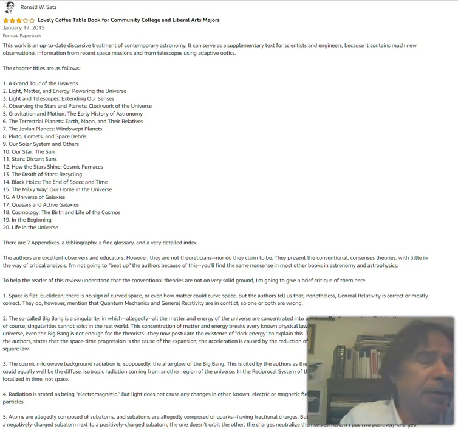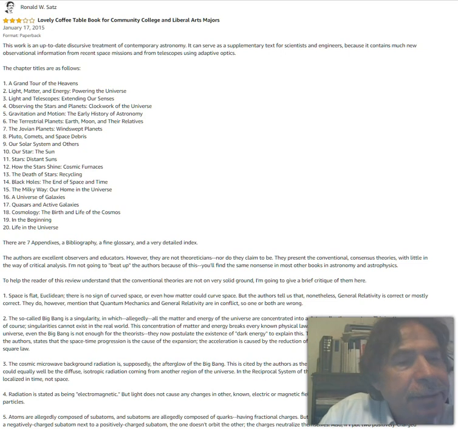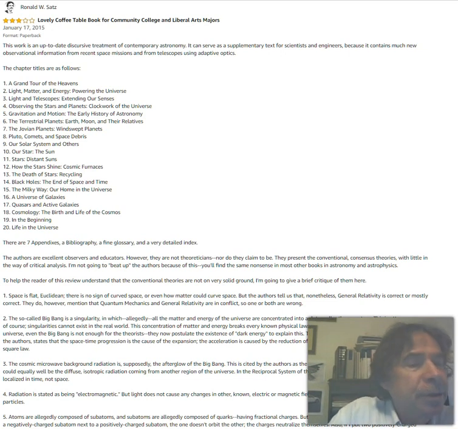So here is the list of chapter titles in this book. 1, A Grand Tour of the Heavens. 2, Light, Matter, and Energy: Powering the Universe. 3, Light and Telescopes: Extending Our Senses. 4, Observing the Stars and Planets: Clockwork of the Universe. 5, Gravitation and Motion: the Early History of Astronomy. 6, The Terrestrial Planets: Earth, Moon, and Their Relatives. 7, The Jovian Planets, that's Jupiter and Saturn, etc.: Windswept Planets. 8, Pluto, Comets, and Space Debris. 9, Our Solar System and Others. 10, Our Star, the Sun. 11, Stars: Distant Suns. 12, How the Stars Shine: Cosmic Furnaces.